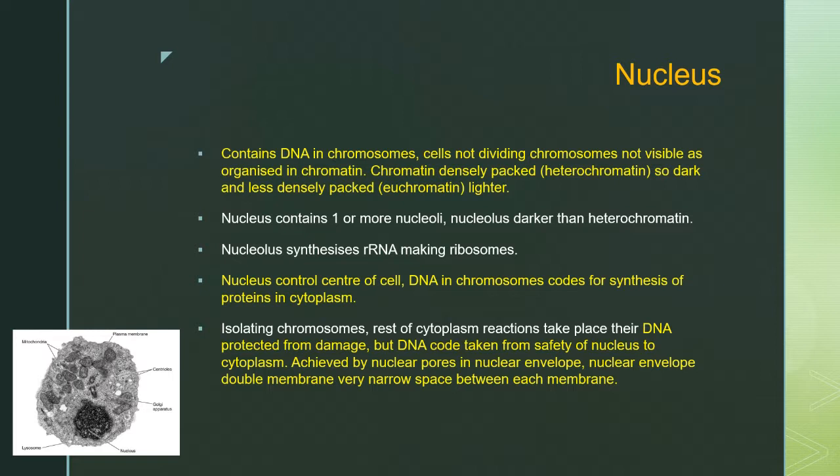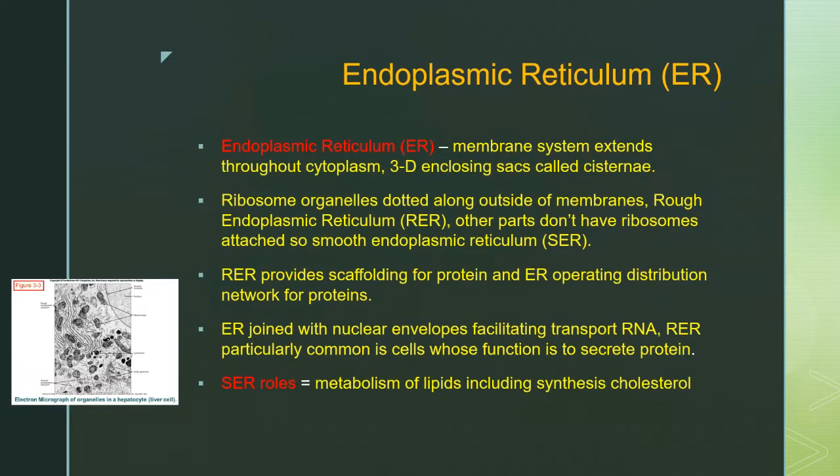The nucleolus synthesizes ribosomal RNA, making ribosomes, and these are going to be found all the way around, mostly in the Golgi apparatus. The nucleus is the control center of the cell, with DNA and chromosomes coding for the synthesis of proteins in the cytoplasm. By isolating chromosomes, the rest of the cytoplasm reactions will take place, and the DNA will be protected from damage. The DNA code will be taken from the safety of the nucleus to the cytoplasm, and this is achieved by nuclear pores in the nuclear envelope, and the nuclear envelope has a double membrane with a very narrow space between each membrane.